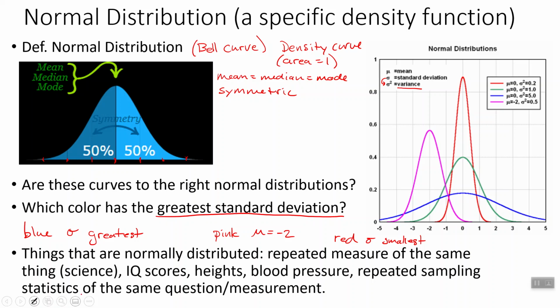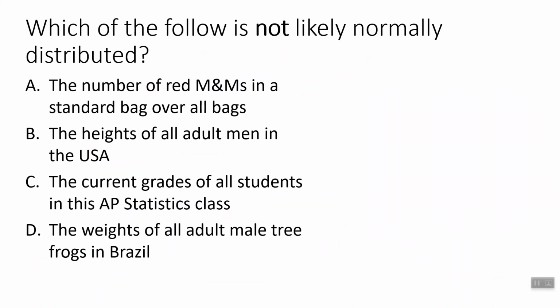Repeated sampling statistics of the same question or measurement. We're going to have a whole unit on this. But if we repeatedly take the same size sample from something and we're asking the same question or weighing the same thing and then finding the sample mean, those will end up making a normal distribution. There's a whole unit on that coming up later, guys, so don't worry too much about that right now. But as long as we're repeatedly measuring the same thing or the same type of thing, that will end up being normally distributed. So here's an example, which is not likely normally distributed.